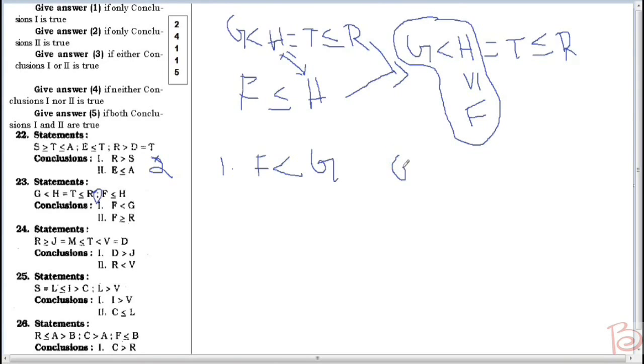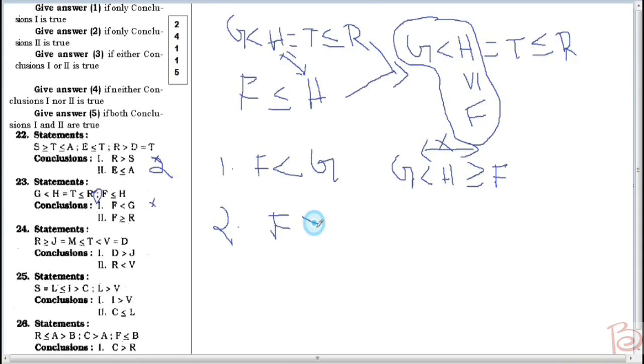Okay, so this is what we are looking at right now. So from this statement we have to find out whether F is less than G or not. As I told you before, both the symbols are in the opposite direction, so we cannot draw a conclusion. So the first one is wrong. Okay, let's go for the second one.